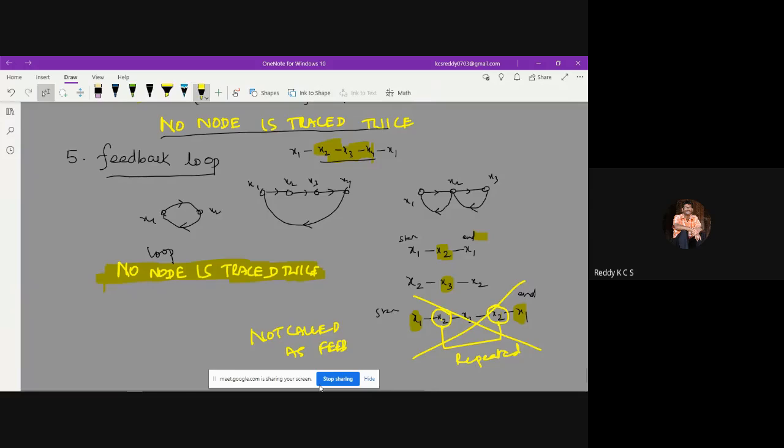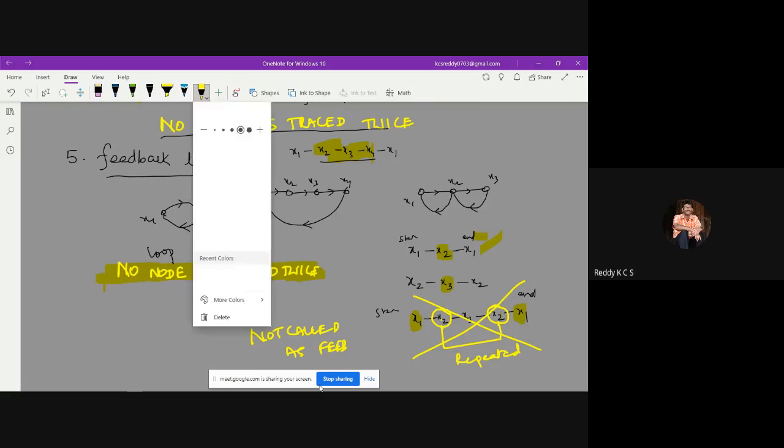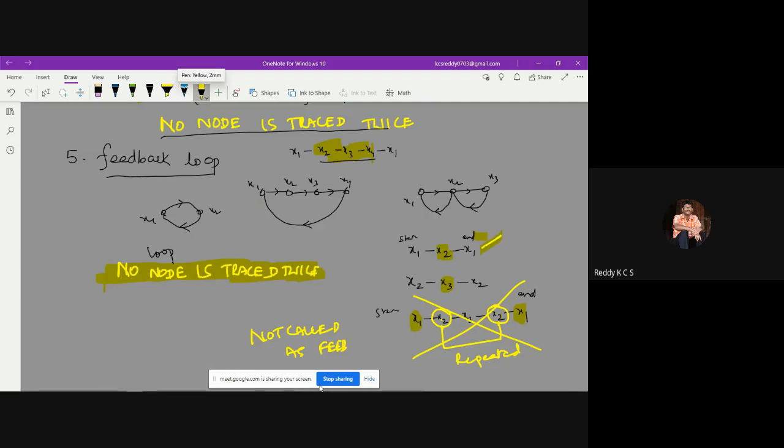I can mention this as feedback loop 1. Then this I can call feedback loop 2. There are two loops: this I can say is L1 and this is L2. So this is not called a feedback loop because it is traced twice. This x2 is coming twice. That's why this is not called a feedback loop.